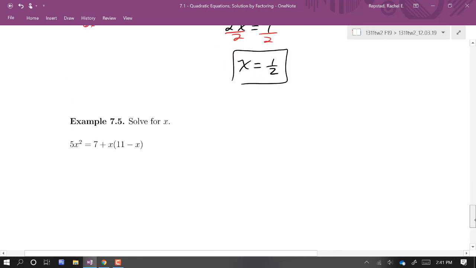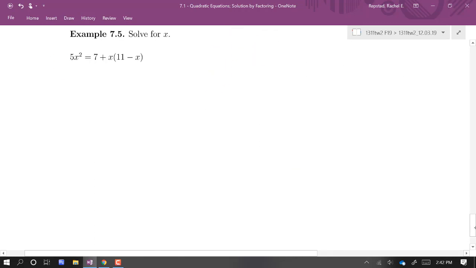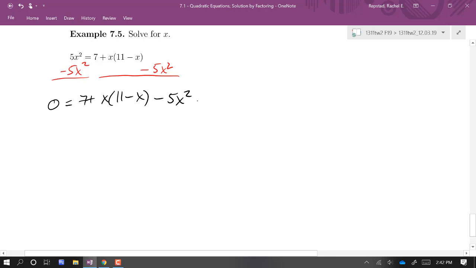So when you say not yet, you're thinking maybe we can write it in that form. What would we do to get that done? You can subtract the 5x. Subtract the 5x or subtract the raised term, to get it set equal to 0? Okay, so if we subtracted 5x squared, then it would look like 0 equals 7 plus x times 11 minus x minus 5x squared. Is that how we need it to look?